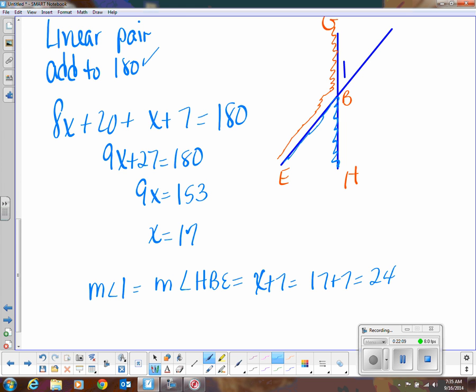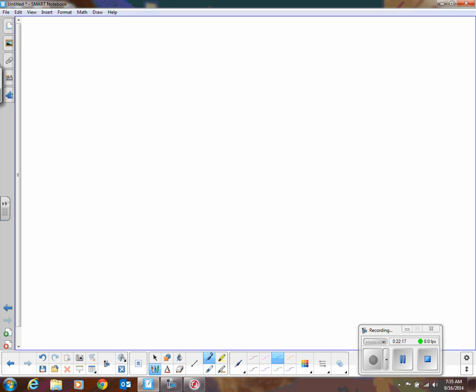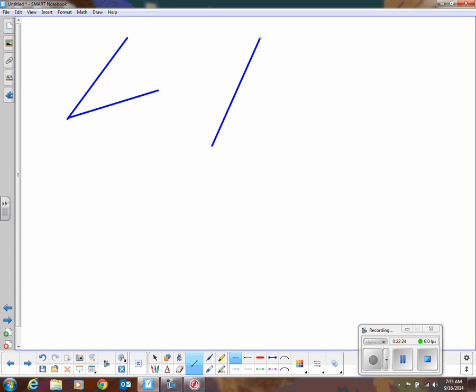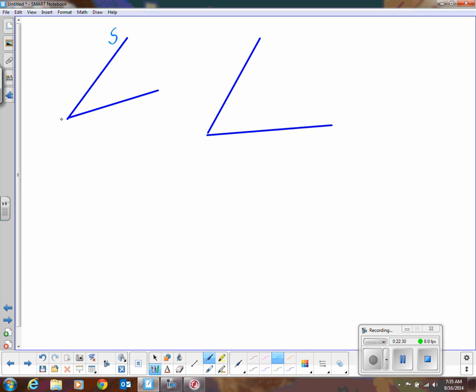Next question. Caitlin. 24. Now we're on construction. We're doing angles. Let's go to a new page. So we've got a little angle, and we've got a little bit bigger angle. So this is SOP, and this is PQR. And we're supposed to do the sum.